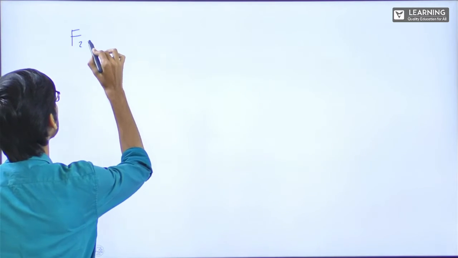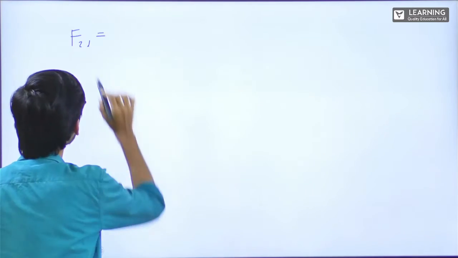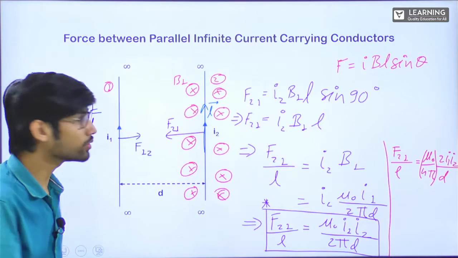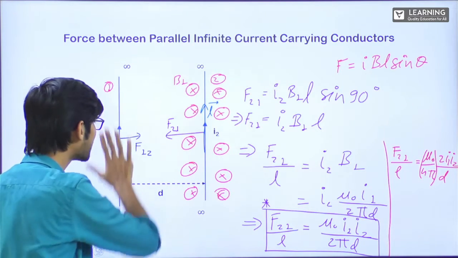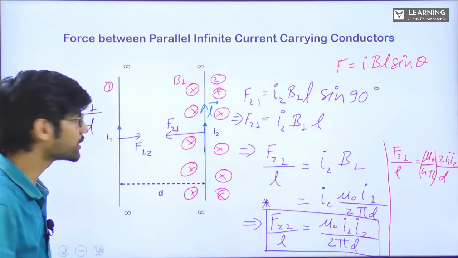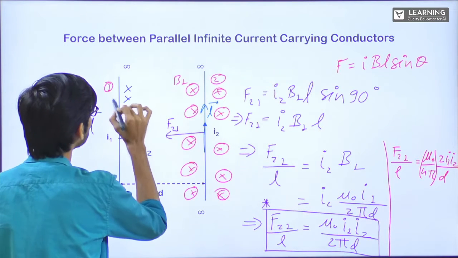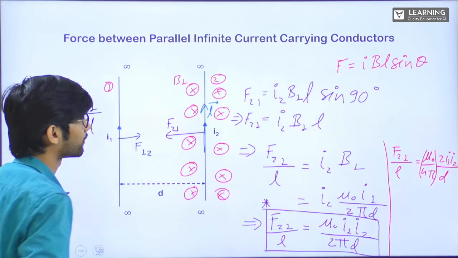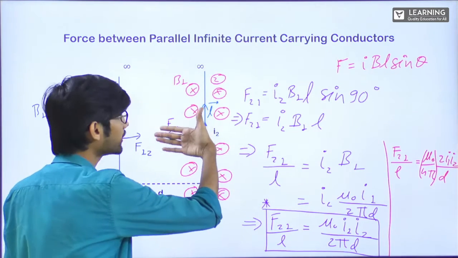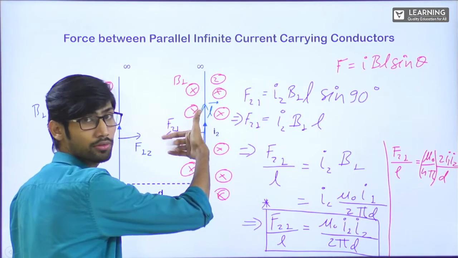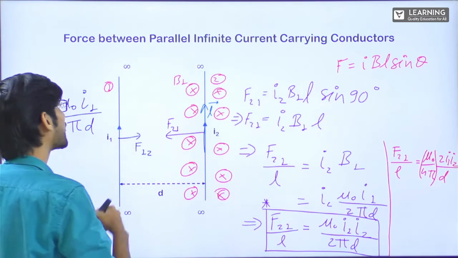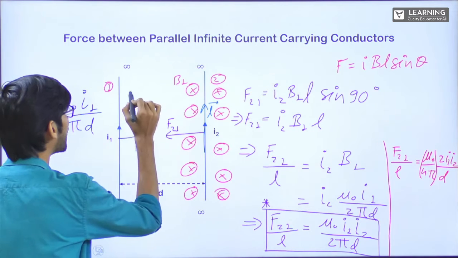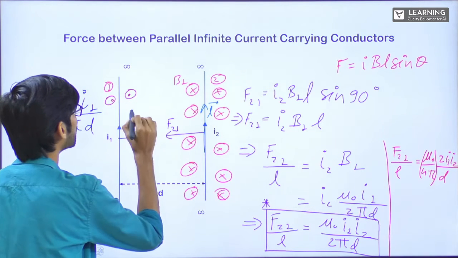Force on 1 due to 2 will be due to the magnetic field produced by this wire. Now this wire will be producing a magnetic field at this region. What will be the direction of magnetic field first of all? Thumb in the direction of current and curl the fingers, the curl will give you the direction of magnetic field. So here magnetic field is outwards basically.